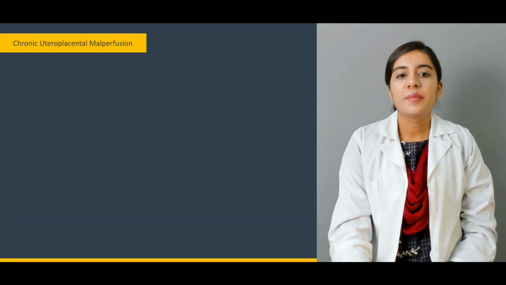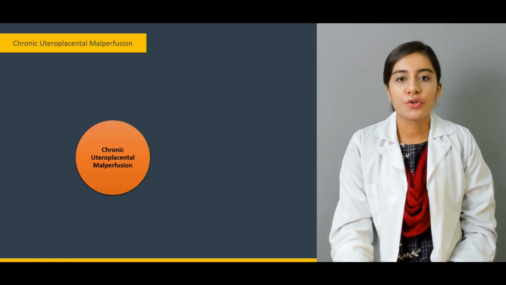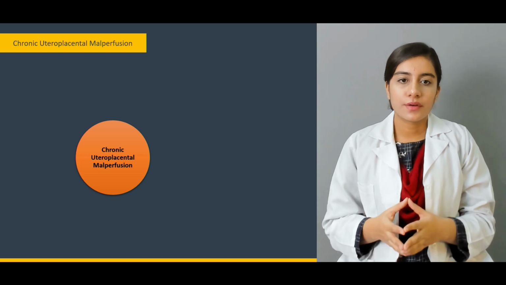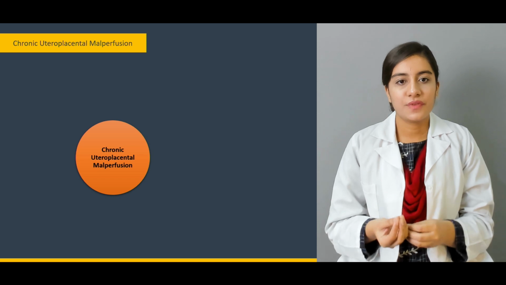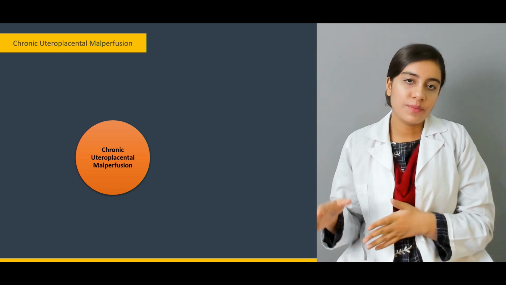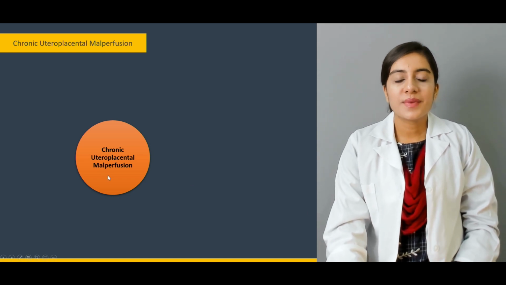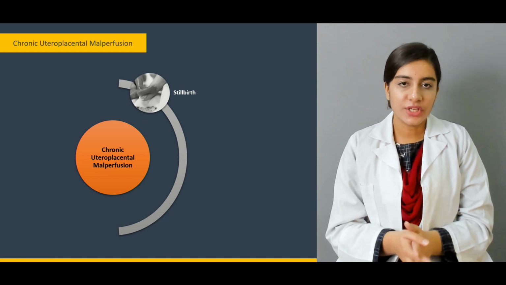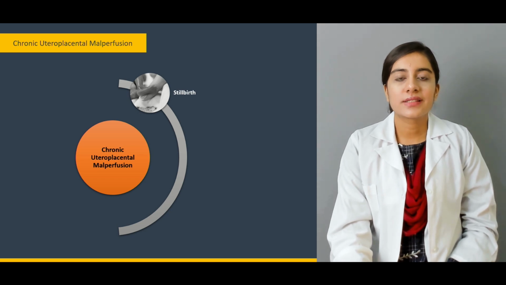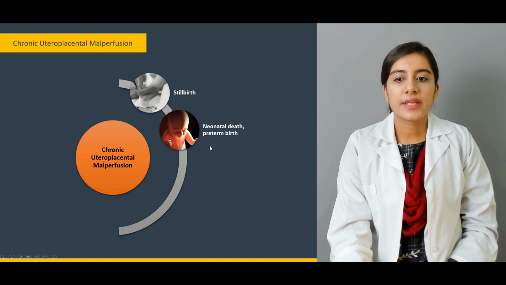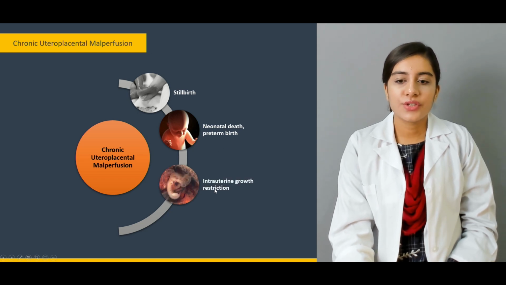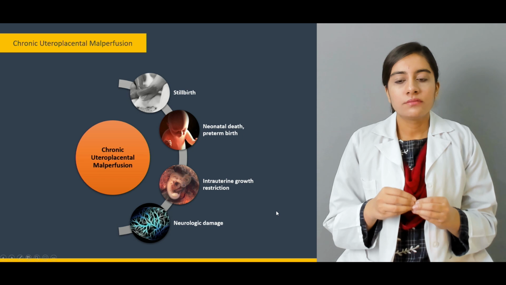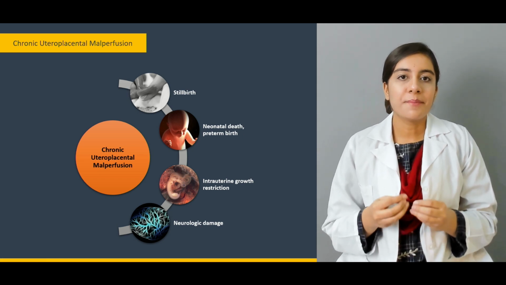So the next condition that we will be discussing is known as chronic uteroplacental malperfusion. Chronic means that the process is taking place over a long period of time and is causing malperfusion of the uterus through the placenta. Now we will be discussing the complications of the disease. The first one is stillbirth. Then we have neonatal death and preterm birth, intrauterine growth restriction, and then finally neurological damage. All of these conditions are the result of the malperfusion.